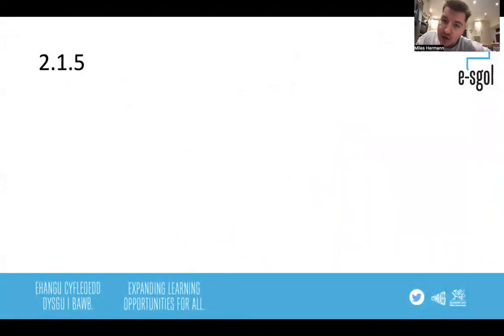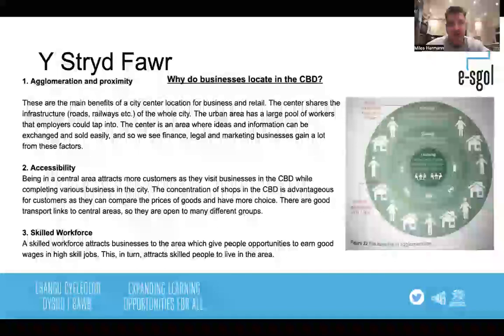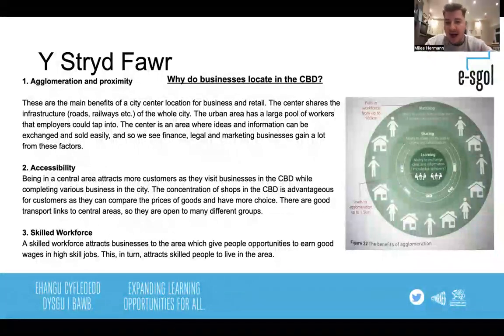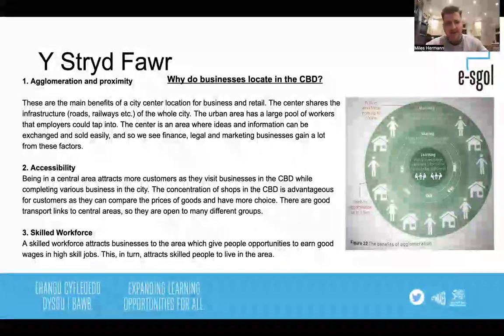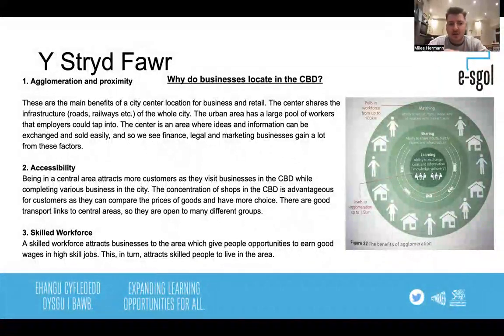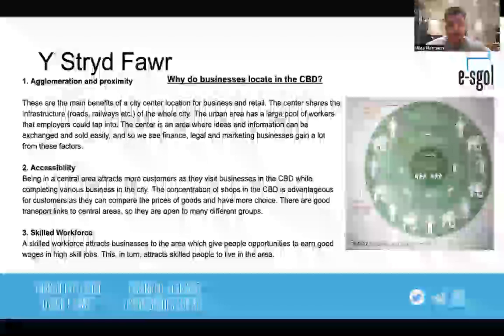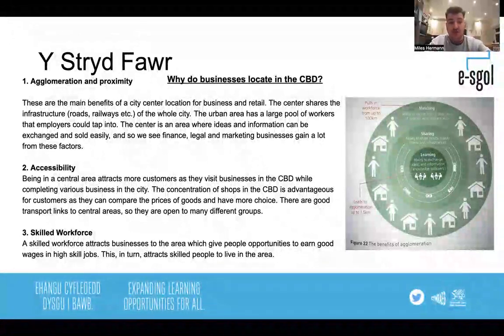So now we're going to look at 2.1.5, which is looking at the tertiary sector and its impacts. So Stryd Fawr, the High Street, and the CBD, Central Business District. So why did the businesses locate initially in the Central Business District? Well, obviously, agglomeration and proximity. So the main benefits of the city centre location or the town location, the CBD, is mainly infrastructure, so roads and railway all connected to the city.